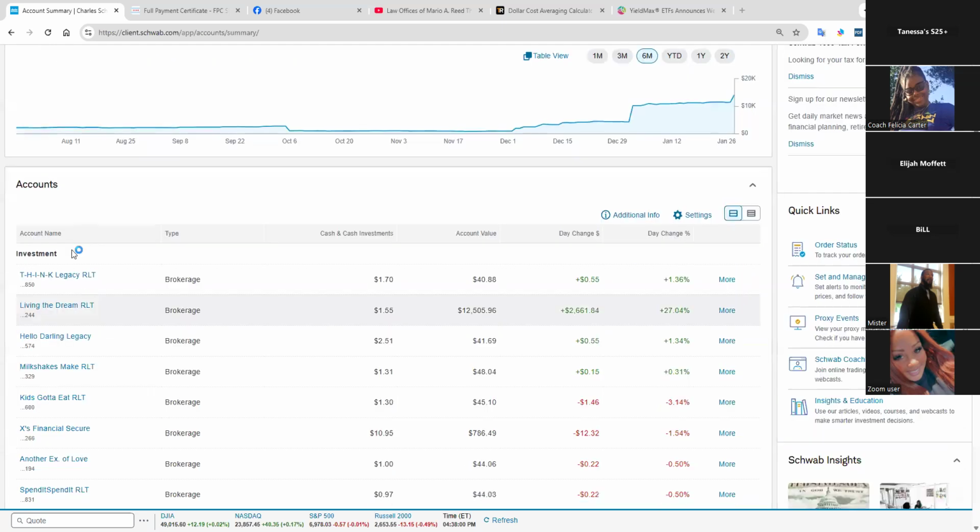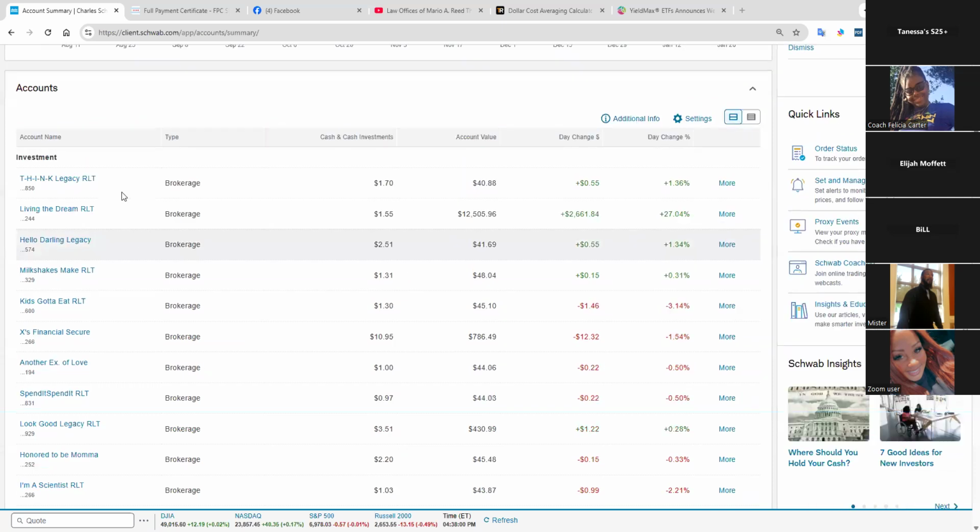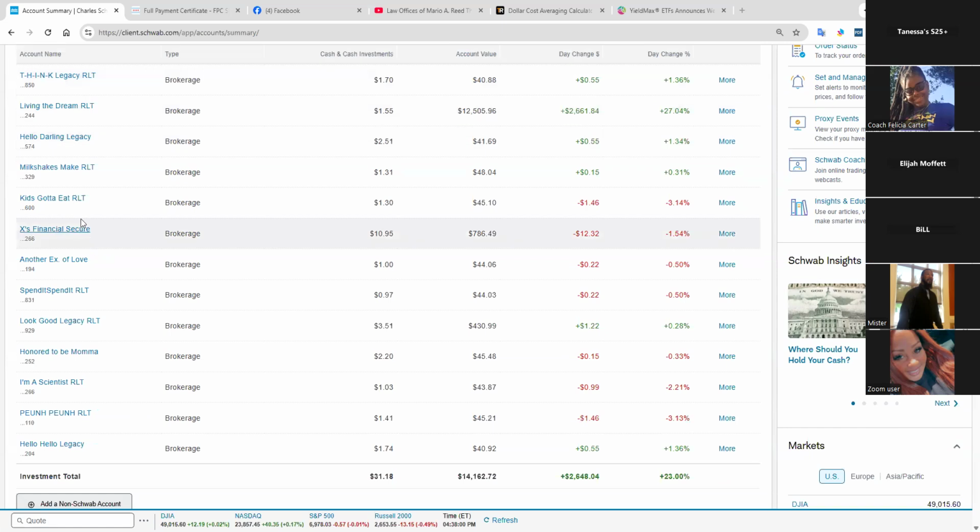Absolutely. So you'll notice here in this left-hand column, all of these brokerage accounts are in the names of the trust. My father's trust is the THINK Legacy. My daughter's trust is the Living the Dream Legacy. My sister's trust is the Hello Darling Legacy. My sister's trust is the Milkshakes Make You Thirsty. Youngest brother's is Kids Gotta Eat. List goes on and on and on. Rick, spend it, spend it. So that's ideally what this should look like.